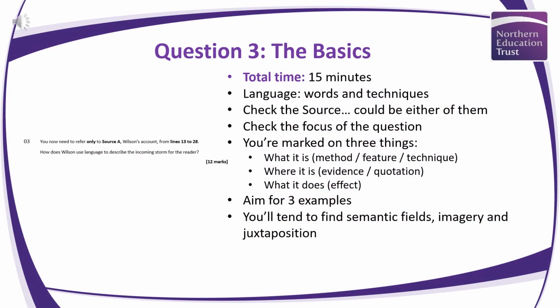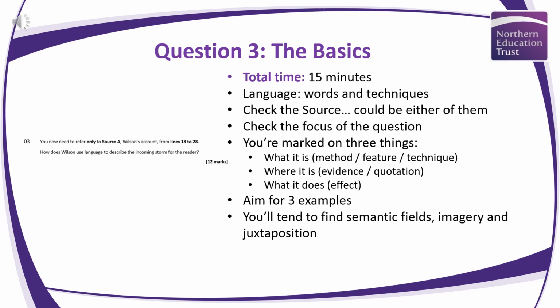Now, when you come to this question in the exam, you should already have read both sources and answered questions 1 and 2. Question 3 is another of these questions that just does what it says on the tin. It's about language, so again, the words and the techniques that are used. And it's 12 marks on this paper. So using that timing as calculation, you've got 15 minutes. Unlike paper 1, you don't get the right bit of the extract, and it could be about either source. So it's really, really important in the exam that you make sure you're talking about the right text.